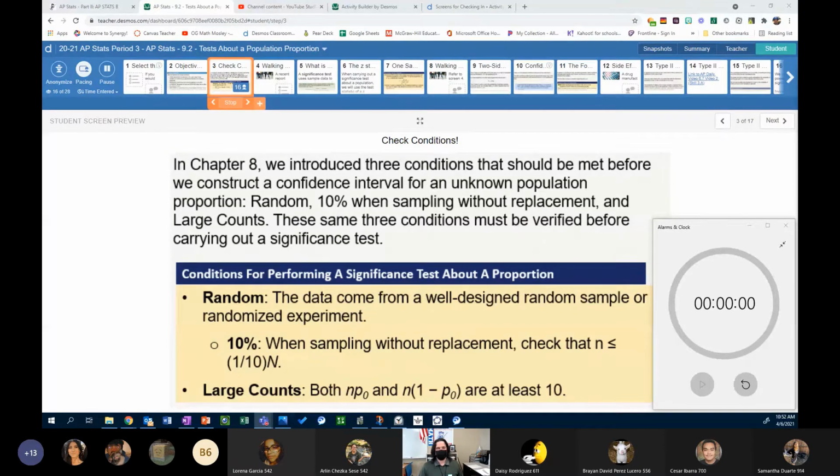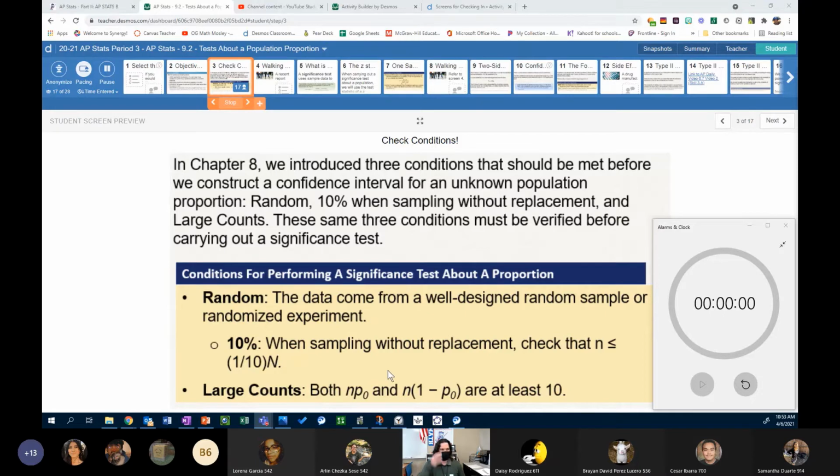We'll start with a little bit of review here. This first page is our checking of conditions page from the previous lesson. It says in chapter 8, we introduce 3 conditions that should be met before we construct a confidence interval for an unknown population proportion: random, 10% when sampling without replacement, and large counts. These same 3 conditions must be verified before carrying out a significance test. So again, we have the random, 10% and large counts conditions. These 3 things must be checked before performing a significance test.